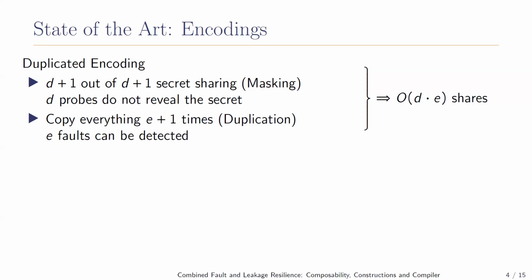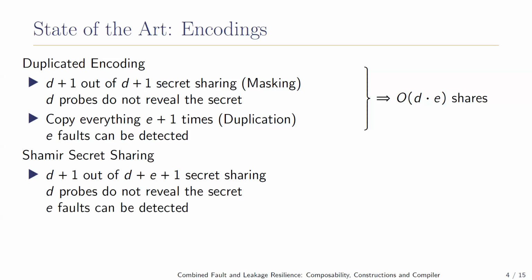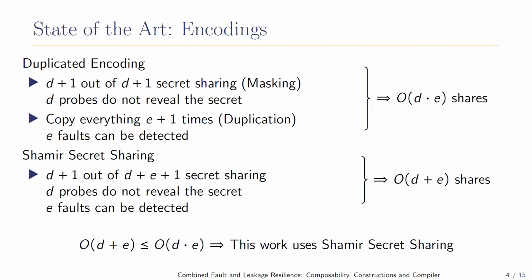An alternative is Shamir secret sharing, where we use D+1-out-of-D+E+1 secret sharing. This means that, again, if we probe D wires, we do not learn anything about the secret, but also if we fault E wires, we still have D+1 unfaulted shares and can decode to the correct secret, and can therefore also detect the faults. The second one only requires D+E shares. This means that it needs much fewer shares, and that's why we consider Shamir secret sharing in our work.